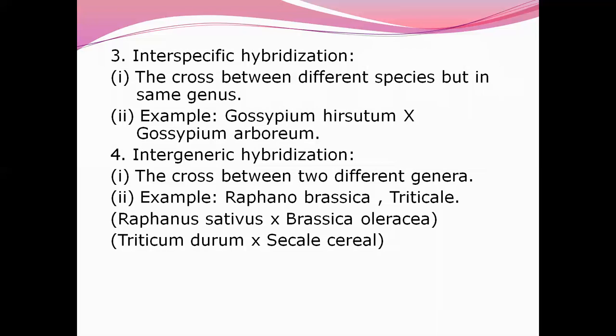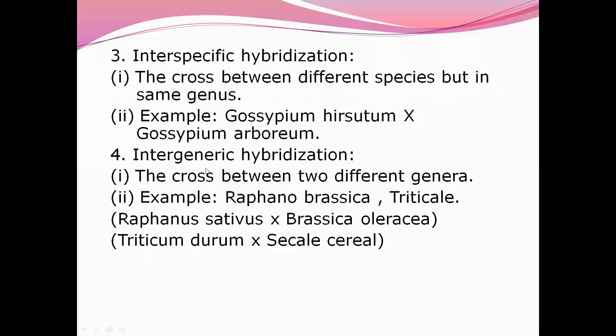The third one is interspecific hybridization. The cross between different species, but in the same genus. See here, not species. The cross between different species, but in the same genus. See here, Gossypium is the genus name. Hirsutum is a species name. Arboreum is a species name. So the cross between Gossypium hirsutum and Gossypium arboreum is known as interspecific hybridization. The species may differ, but the genus is common.